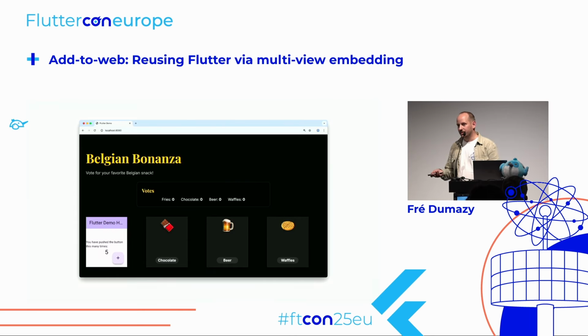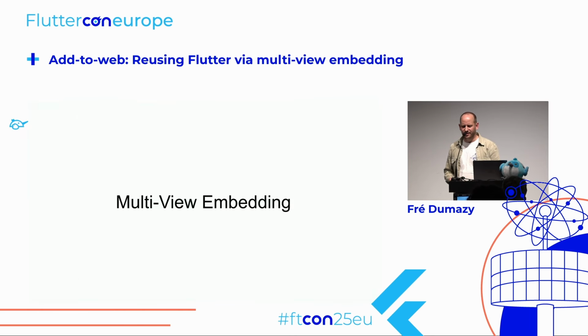But I mean, this is single view embedding. I think you all came to see multi-view embedding, right? Okay. So there's a few more steps that we need to go through. I would say there's 5 of them, so bear with me. But good news is we had the first one, which was to customize the Flutter bootstrap file.